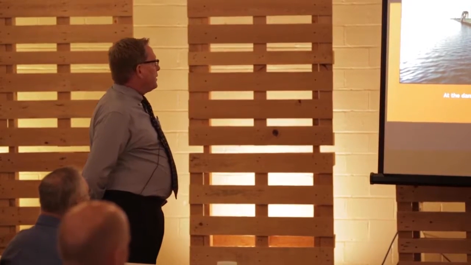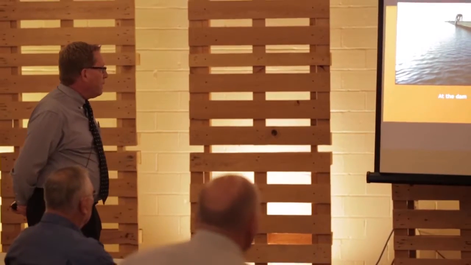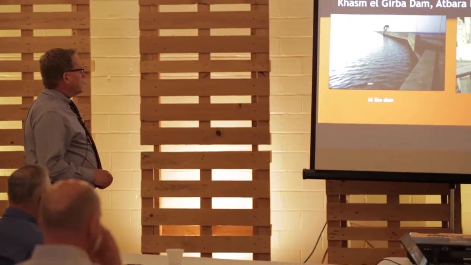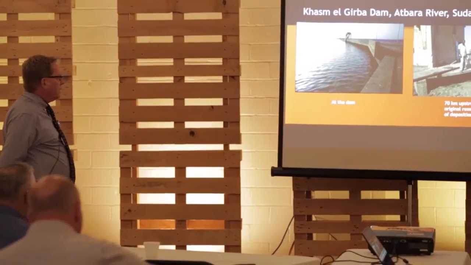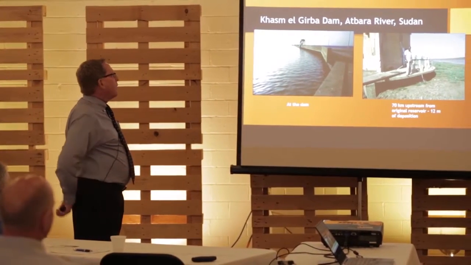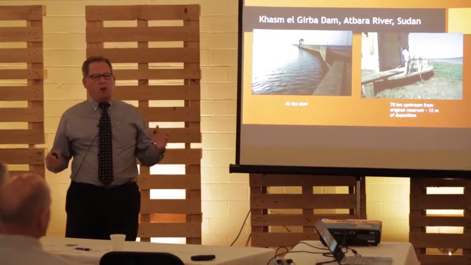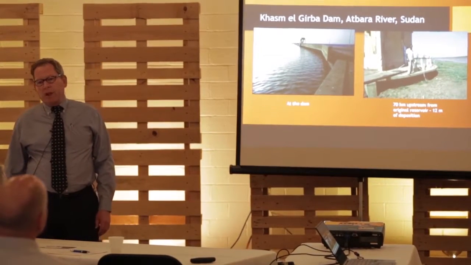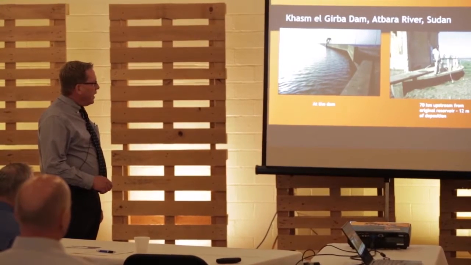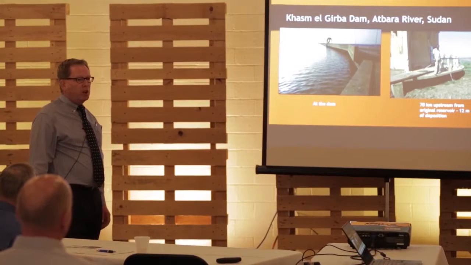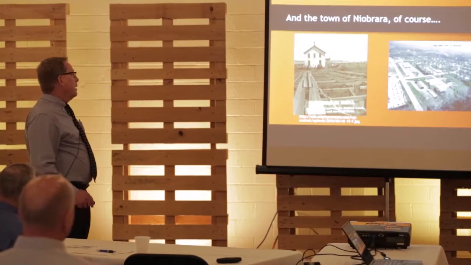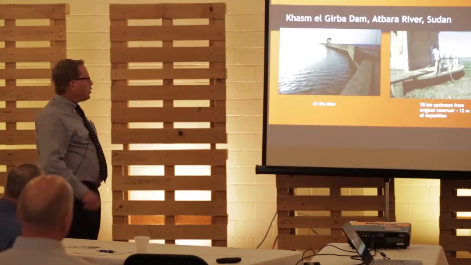This is Qasem El Ghirba Dam and Atbara River in Sudan. I've been there. This is what conditions look like at the dam. This is what your ministers of agriculture and irrigation see when they visit the site. This is upstream, 70 kilometers upstream from the original reservoir. 12 meters of deposition. This is a water pumping station. Those intakes are 40 feet below the deposits. And this is upstream from the original lake. What was the time frame? About 20 years.